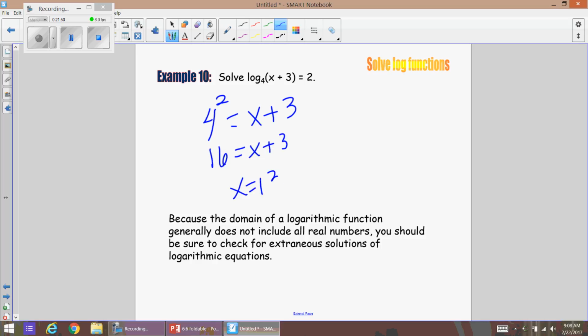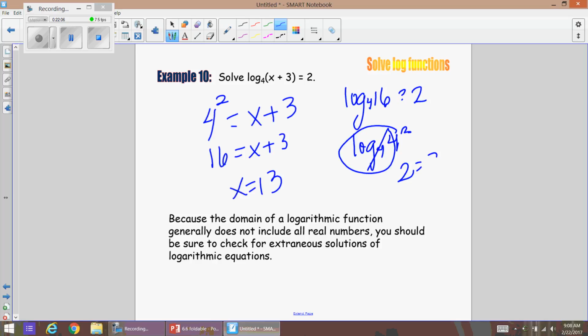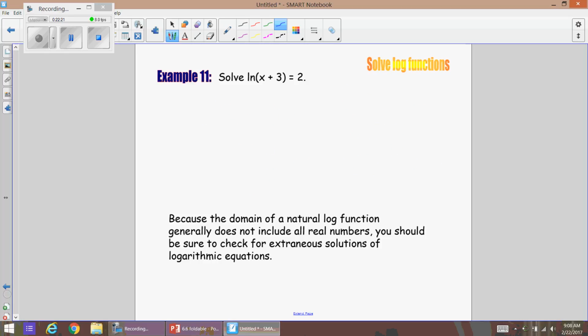So I've got 16 equals x plus 3. X is 13. Well, does it check? 13 plus 3 is 16, so I have log base 4 of 16 is supposed to equal 2. That's like saying log base 4 of 4 squared. Hey, 2 equals 2, it checks. It just is a note down here because the domain of a logarithmic function generally does not include all real numbers. You should be sure to check for extraneous solutions. Well, we're doing that. If you start with a log, you check.